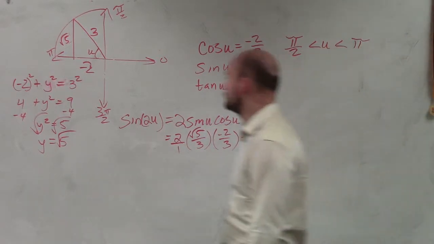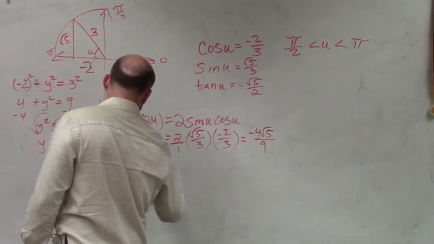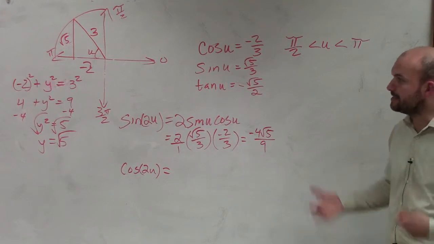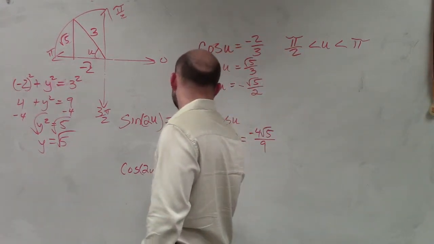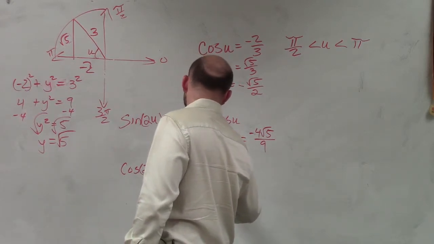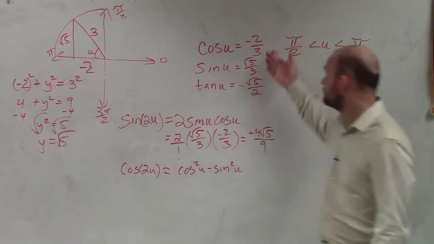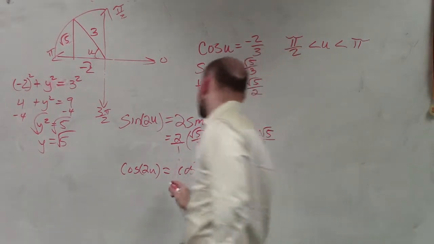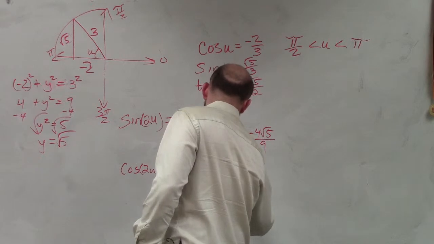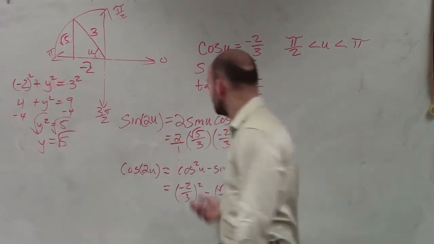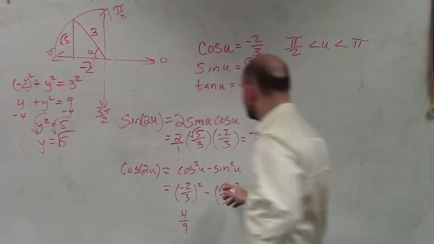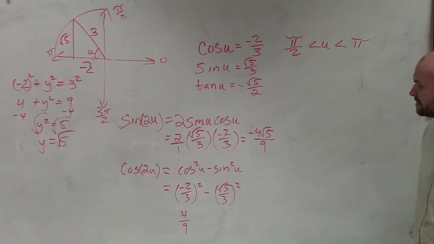OK. Now let's go ahead and go to cosine of 2u. Cosine of 2u has a couple of different formulas. There are 3 different ways we looked at it, but I'll just use this one because it seems the easiest for me to work in. So for cosine of 2u, I'm going to do cosine squared of u minus sine squared of u. I'm just going to square the cosine and the sine and then combine them. So this is negative 2 over 3 squared minus square root of 5 over 3 squared. Well, negative 2/3 squared is going to be a positive 4/9, and square root of 5 over 3 squared is going to be 5 over 9.